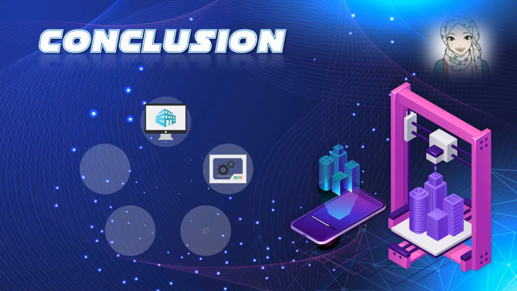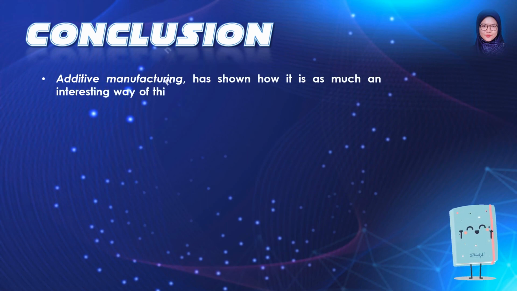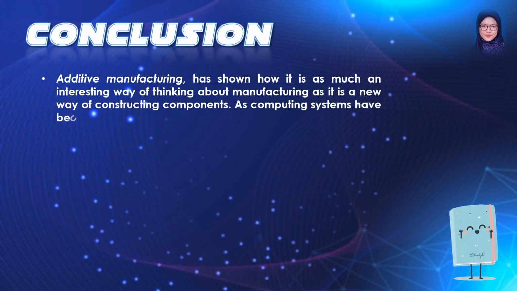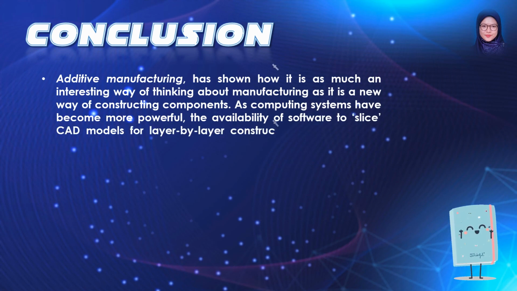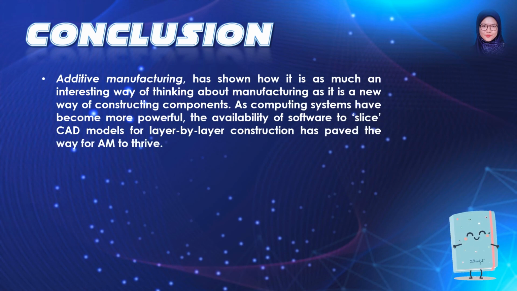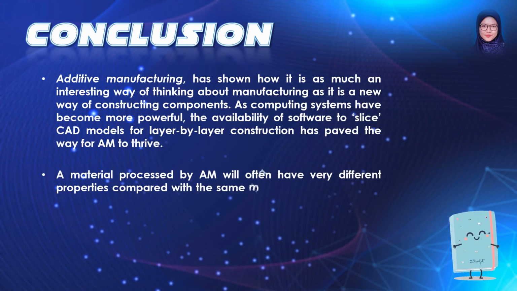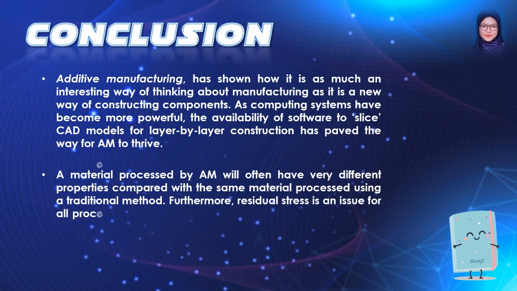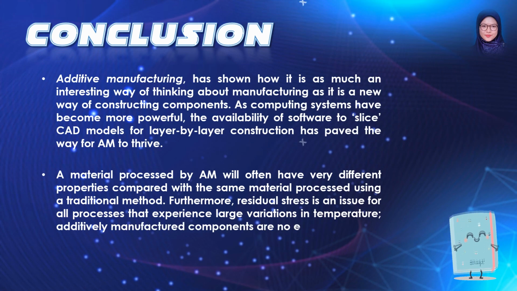So, for the conclusion of additive manufacturing, additive manufacturing has shown how it is as much an interesting way of thinking about manufacturing as it is a new way of constructing components. As computing systems have become more powerful, the availability of software to slice CAD models for layer-by-layer construction has paved the way for additive manufacturing to thrive. Then, a material processed by additive manufacturing will often have very different properties compared with the same material processed using a traditional method. Furthermore, residual stress is an issue for all processes that experience large variations in temperature. Additively manufactured components are no exception.